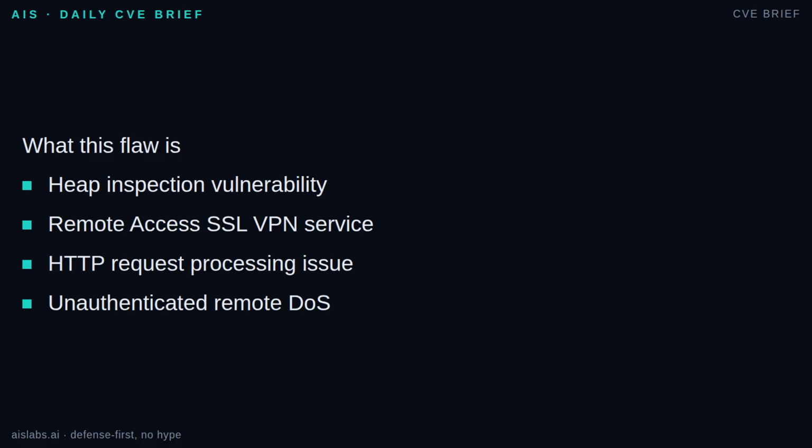The CVSS score is 8.6, with network attack vector, low complexity, no privileges required, and no user interaction required. The listed impact is availability only. Confidentiality and integrity are scored as none in the CVSS vector provided.